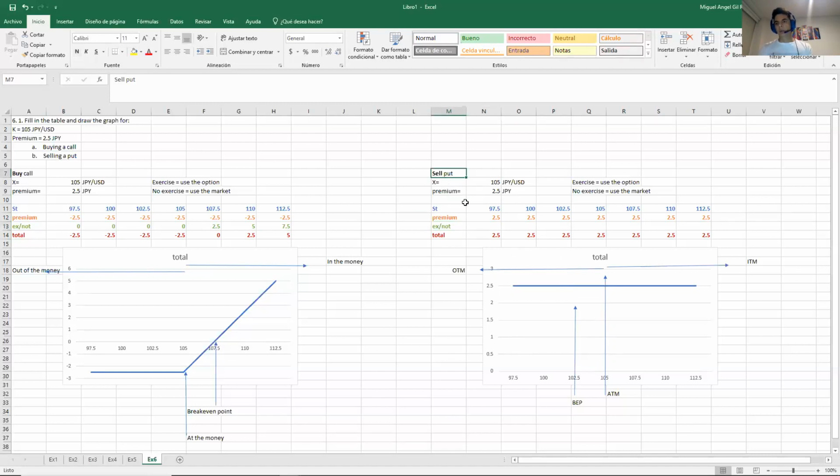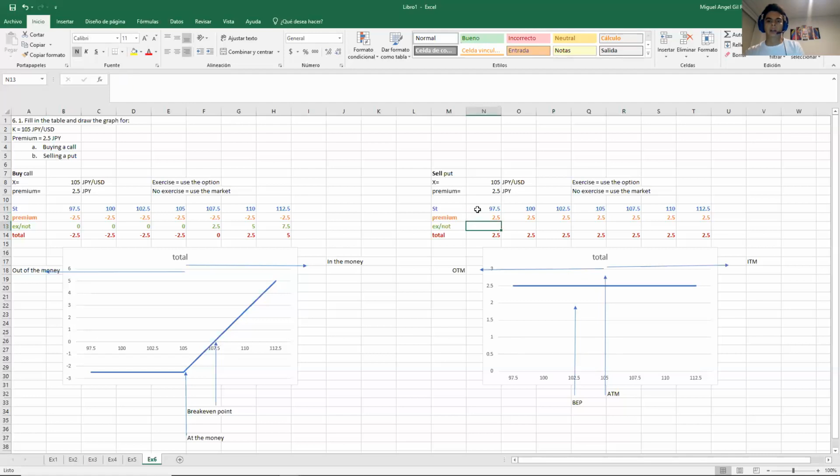Selling the put. So we are giving the other person the right to choose if they want to sell with us at 105 or if they want to sell in the market at wherever the market is. So if they sell at 105, they will exercise, or if they sell at wherever the market is, that means no exercise. So where will they sell? They will sell in the most expensive place, right, to receive more money. So let's begin our analysis.